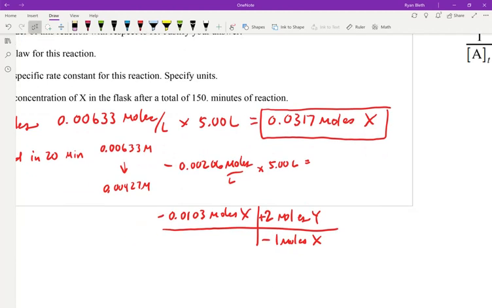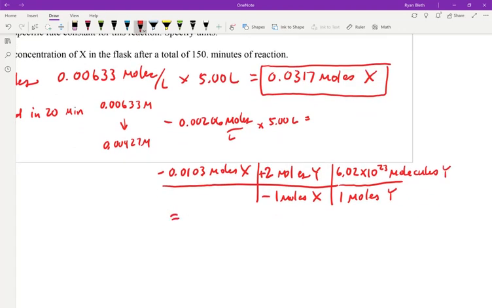But I've got the signs in here to reflect our idea that we often find in our RICE tables, where the gain of Y will be related to the loss of X. So this would be like a minus x and a plus 2x if we were setting it up as a RICE table. And then the last step is to remember that we want to get this to molecules. So for 1 mole of Y, we have 6.02 times 10 to the 23rd molecules of Y being produced. And if I multiply that all out, that comes out to be 1.24 times 10 to the 22 molecules of Y that were produced in the first 20 minutes.